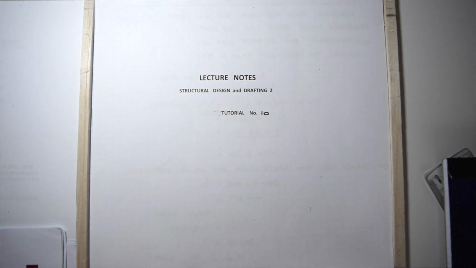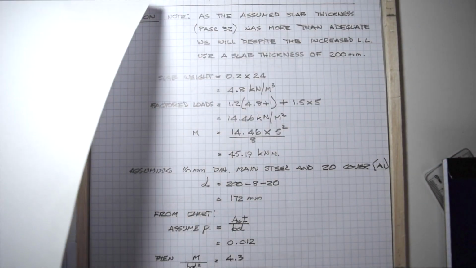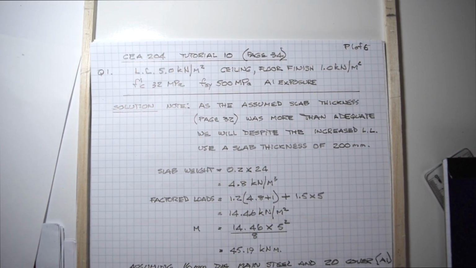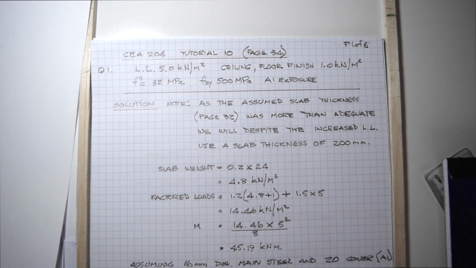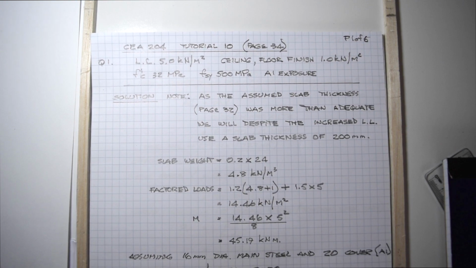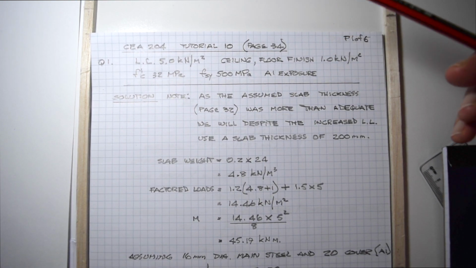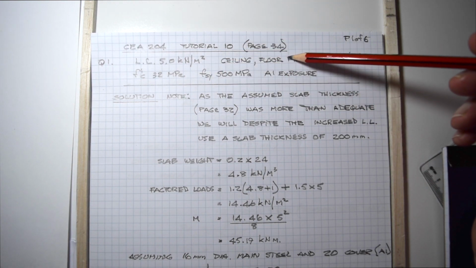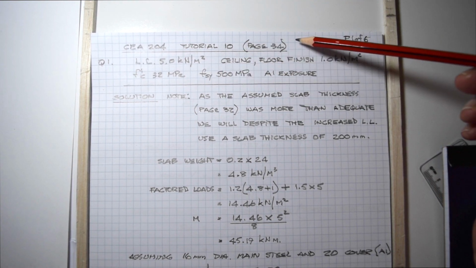Right, so let's move on to the tutorial regarding one-way slabs. The question back on page 34 was a one-way slab, similar to the worked example in the lecture notes, but the live load had been increased to 5 kilonewtons per square meter. And this is the arithmetic regarding that.